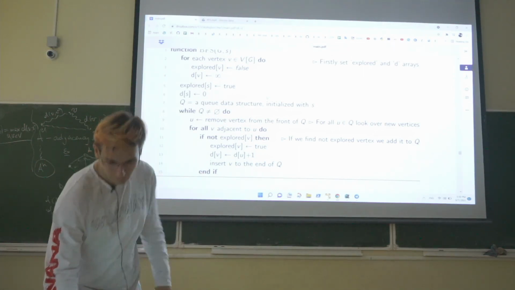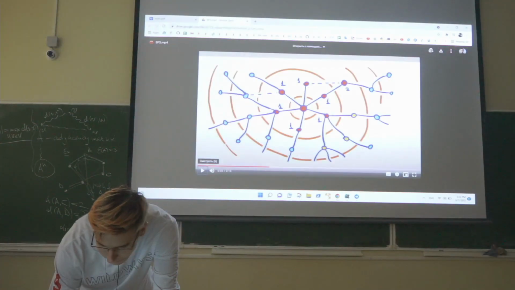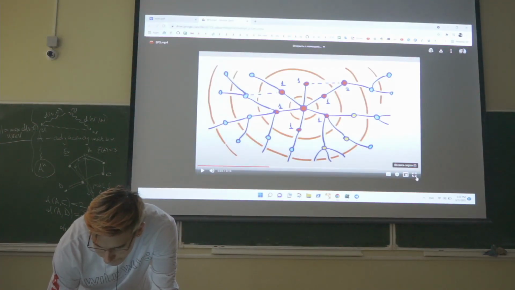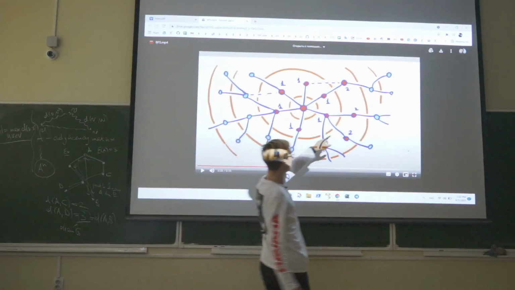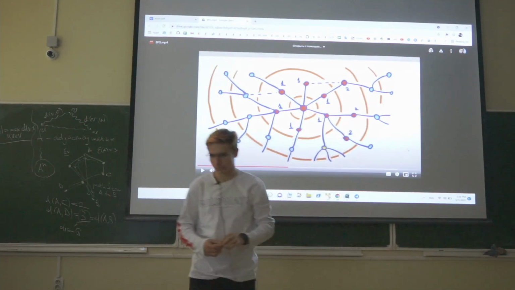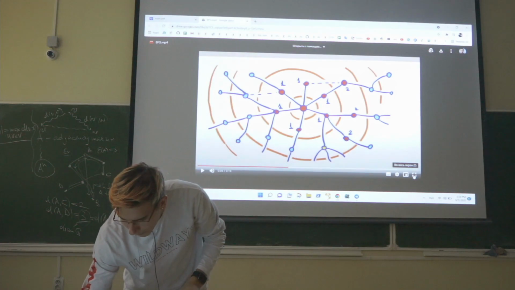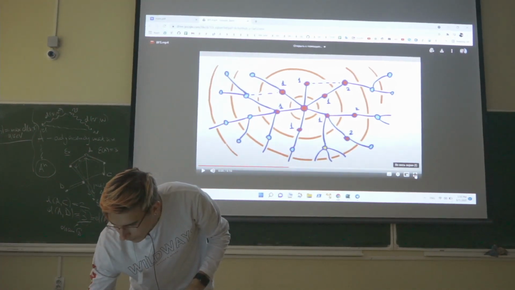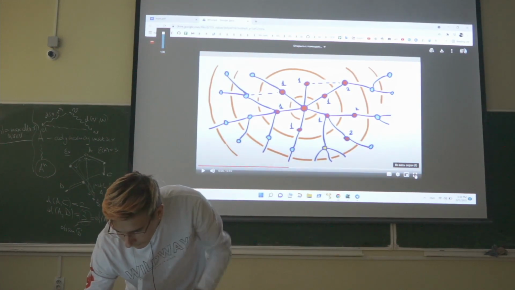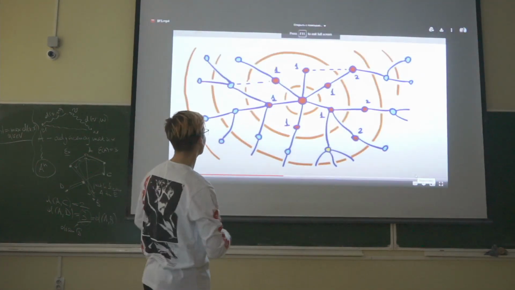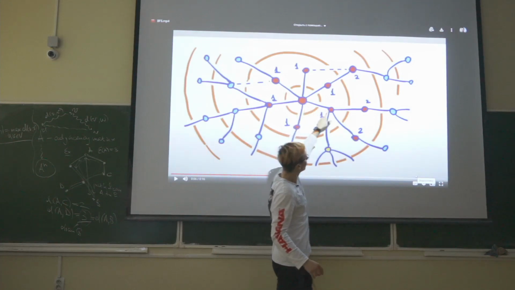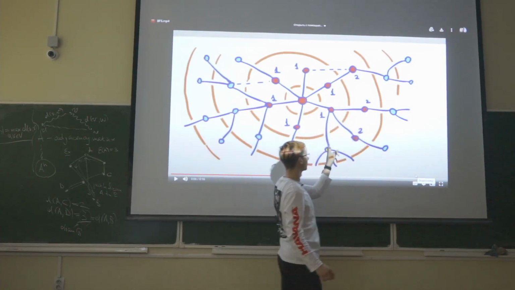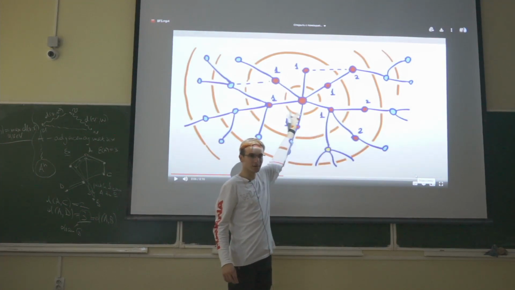Okay. Then continue our clip. Nice. Now we know the distance from this vertex to the center, and we say that the distance of this and this vertices is one more than this distance.